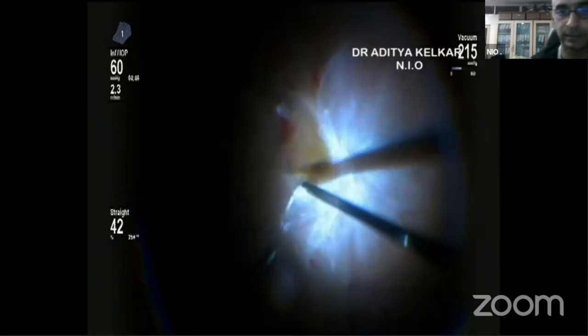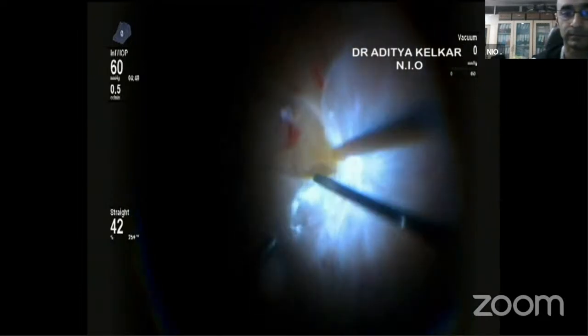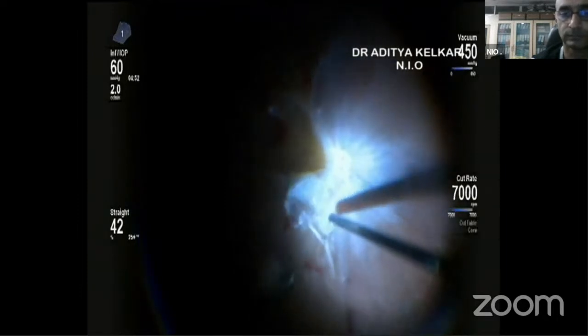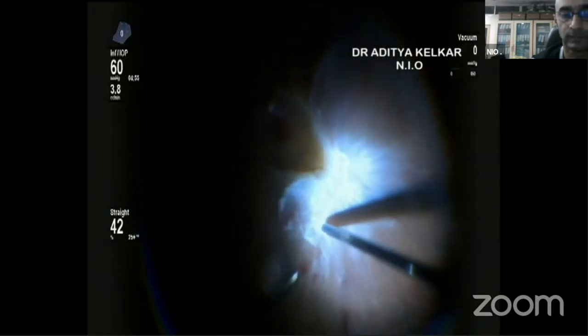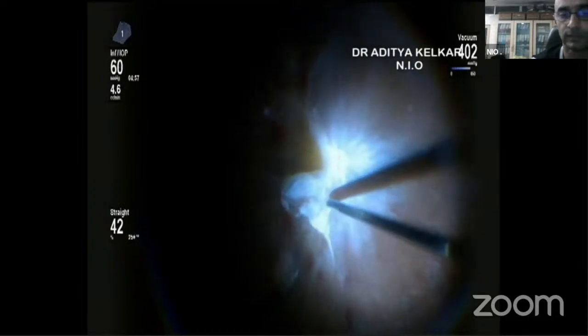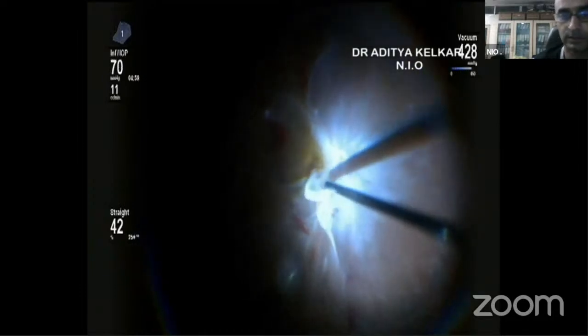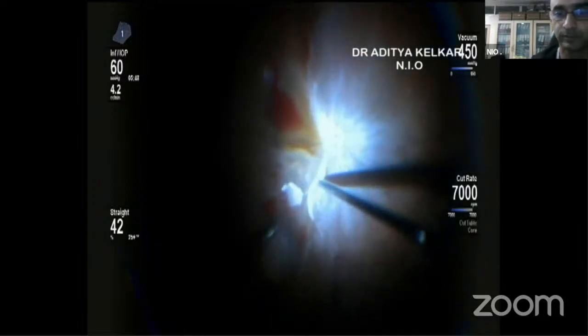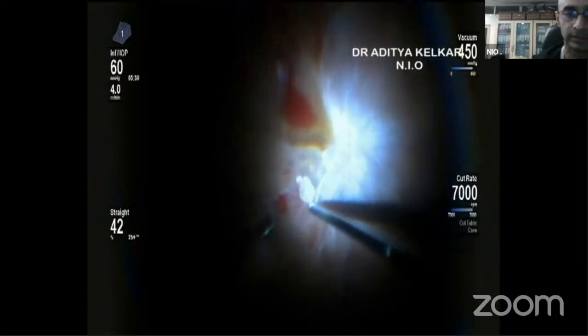So using a cutter, I'm going over this macular area because I know that a dissection plane has now been identified. And I always, like Dr. Natarajan sir has shown us, keep the cutter over the membrane so as to avoid the risk of iatrogenic breaks.